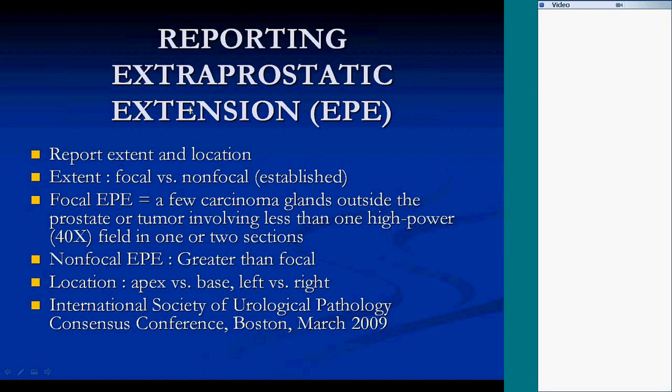So again, just to summarize, how do we report EPE? Report based upon the extent and location. Focal versus nonfocal, a term that's been used in the past, is established. How do we define focal? It's basically qualitatively just a few glands outside the prostate, or tumor involving less than one high power field in one or two sections. And then nonfocal is greater than that. And location should be definitely specified.